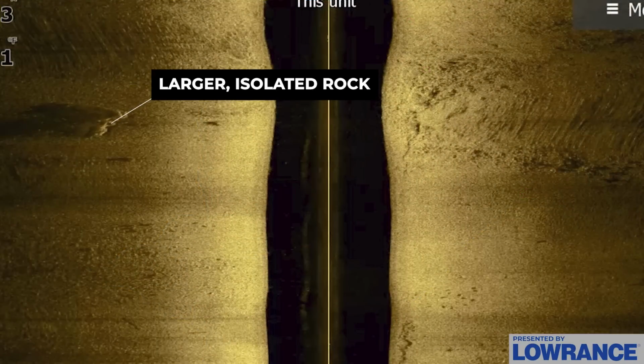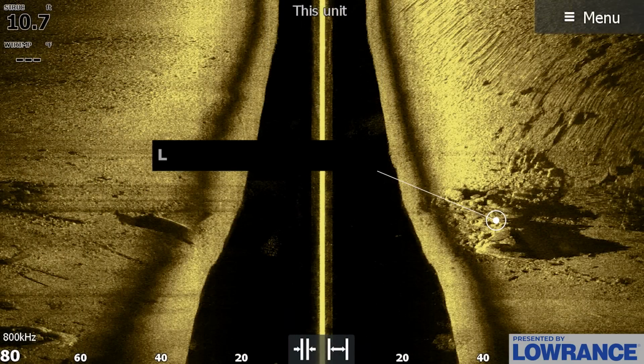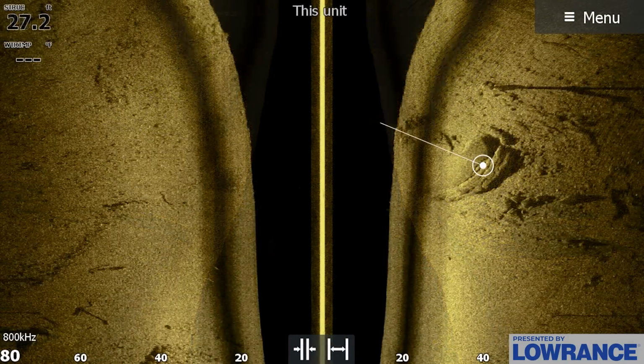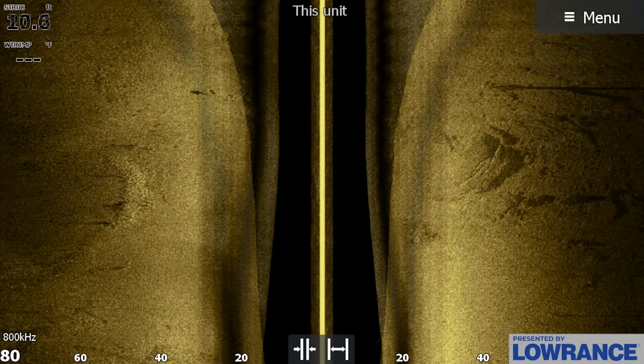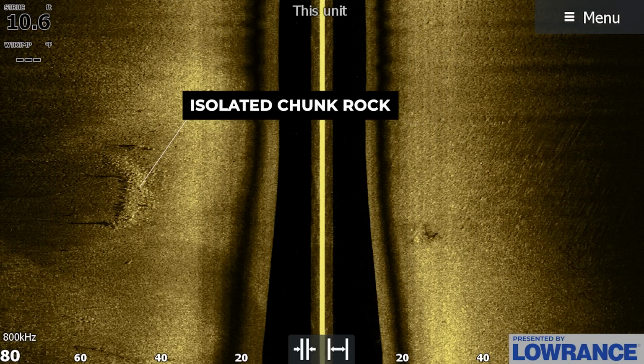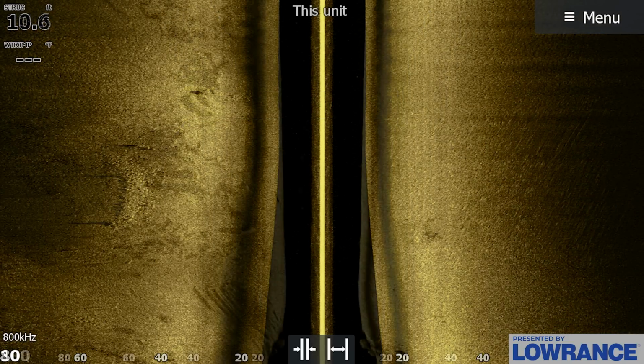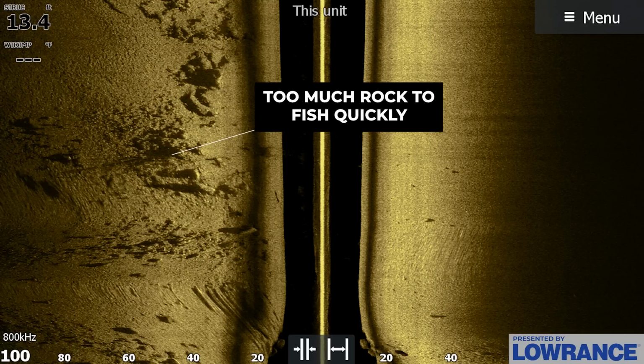Let's get into it. The first step in finding bass around offshore rock is finding isolated rocks that look different from the other rocks in the area. This can either be a very big boulder that sticks out obviously from all the other smaller rocks in the area, or an isolated patch of chunk rock surrounded by smoother bottom. If you find an area that's just covered up with rock in all directions, you're usually not going to find bass very easily because there's so much water to cover.